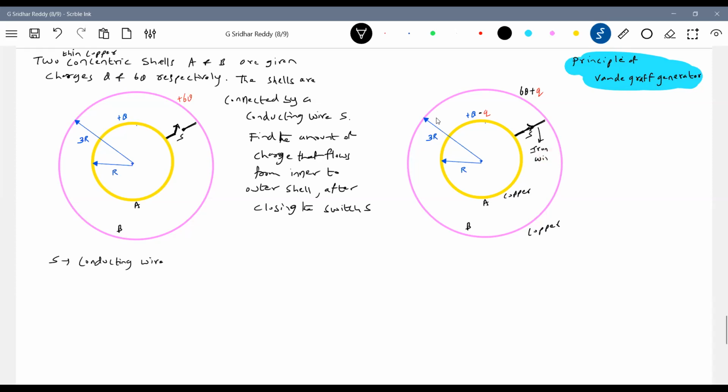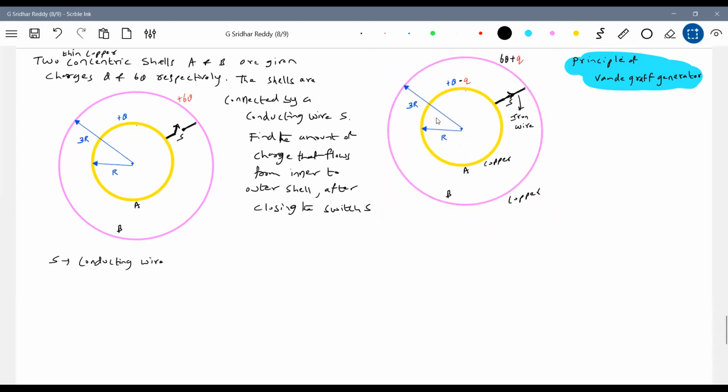So when you join two conductors by an iron wire, what will be the potential of those two conductors? Should be the same, because iron is a conductor and a conductor must be equipotential. So this wire will make the potential of shell A equal to that of B. I'm interested in how much charge has flown through the wire. That was our primary question. Okay, let's get into potential now. Potential of A equals potential of B.